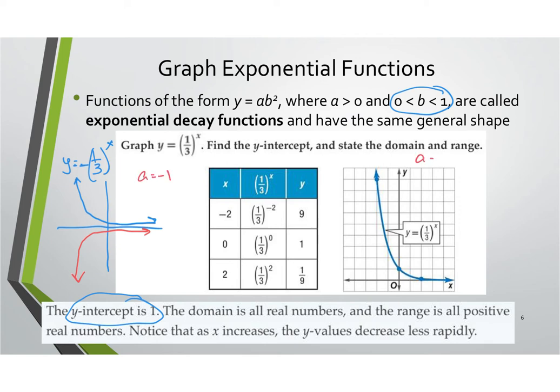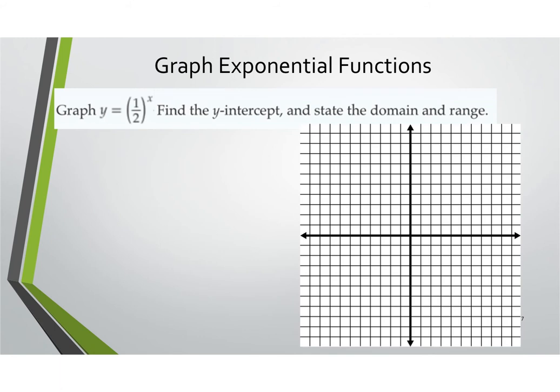And over here, a is a positive 1. And again, it doesn't have to be a negative 1. It can be whatever negative number. But when a is negative, it flips the graph over the x-axis. All right, let's keep going.